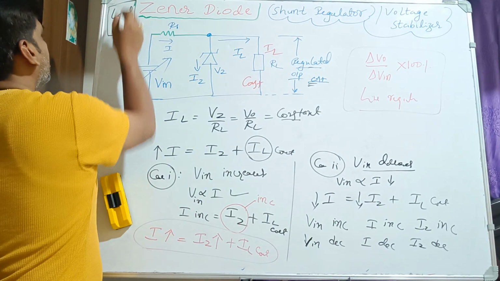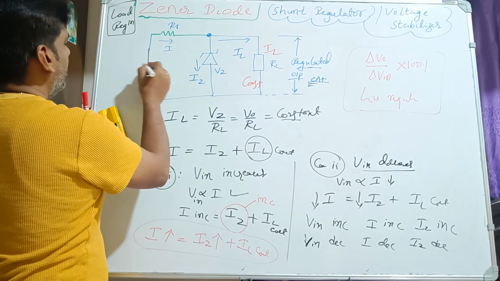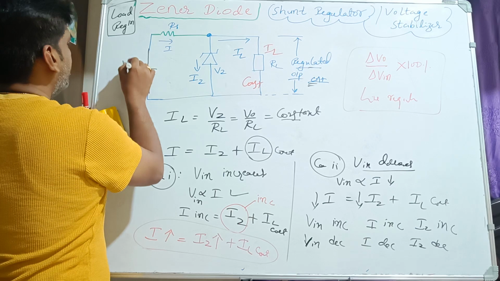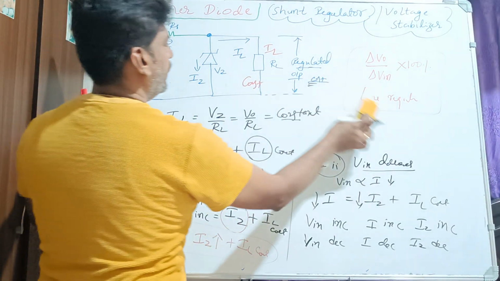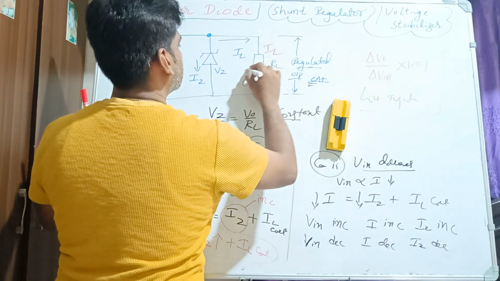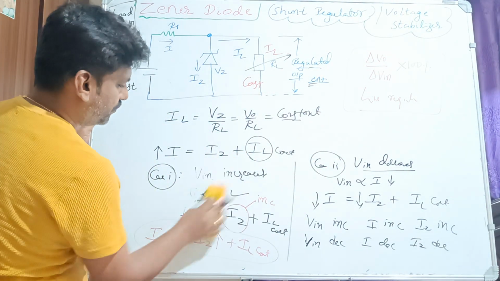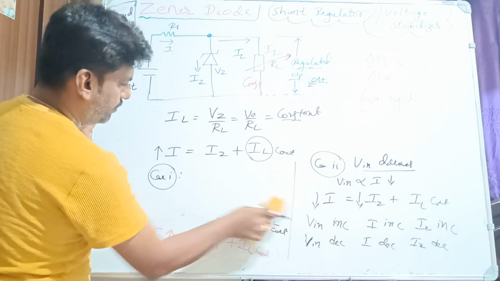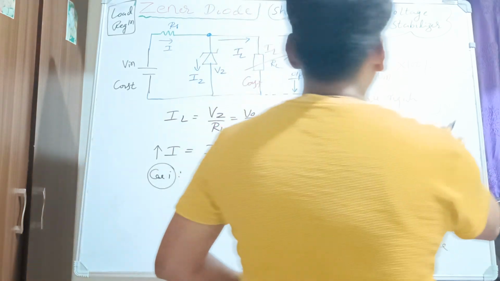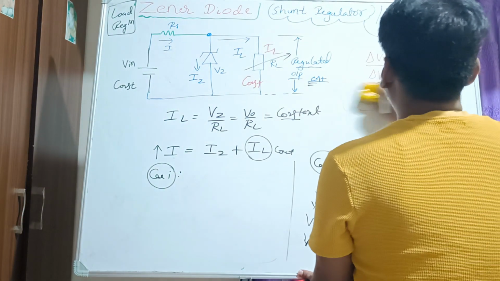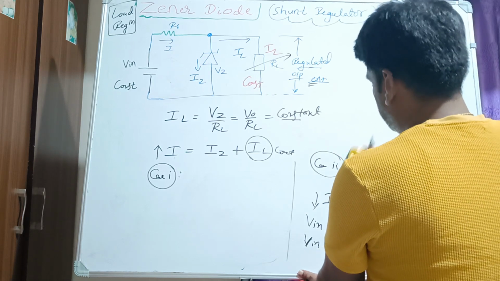And here in this case the input is constant. Whatever input we are taking, that is constant. What is varying? Load is varying. This is variable, right? So for this, we should see the remaining parameters, how exactly the circuit diagram works, and what is line regulation, what is load regulation also we should see.